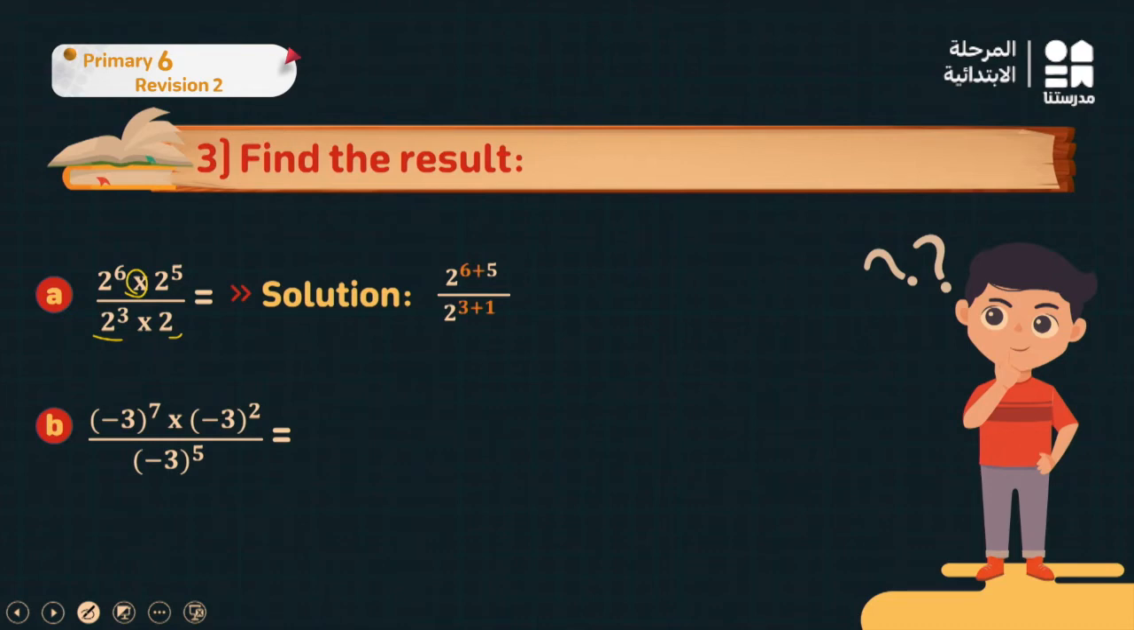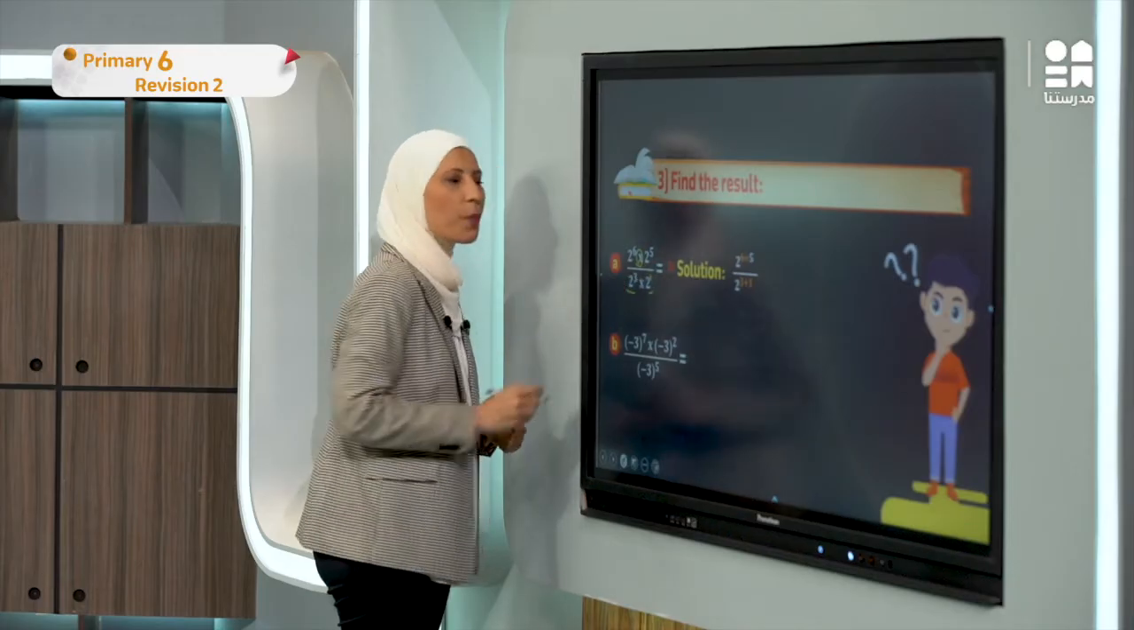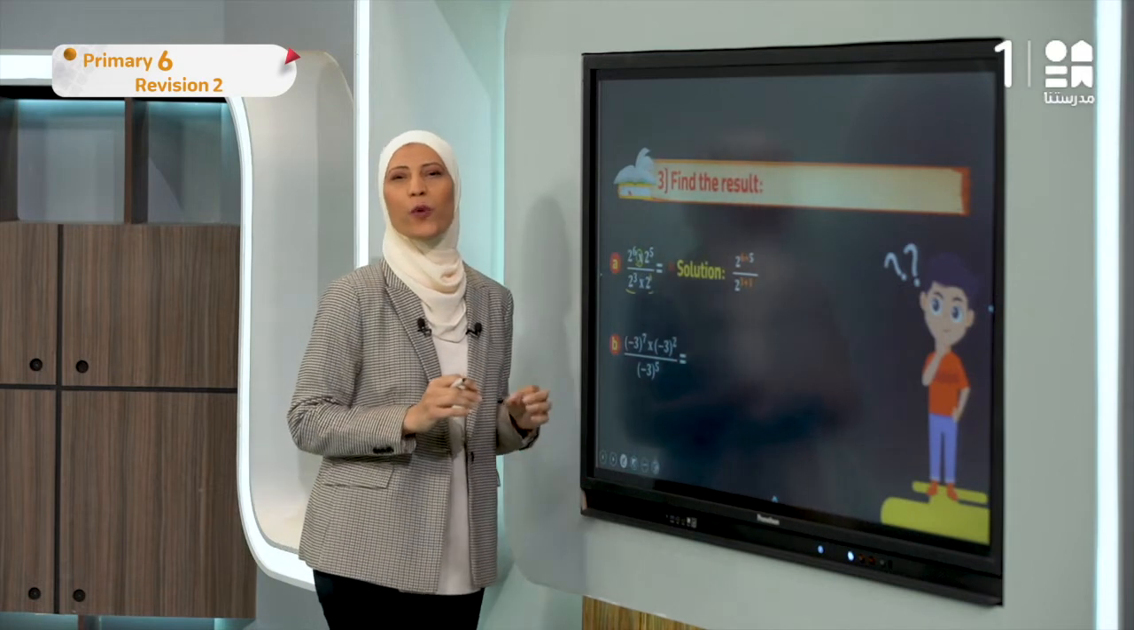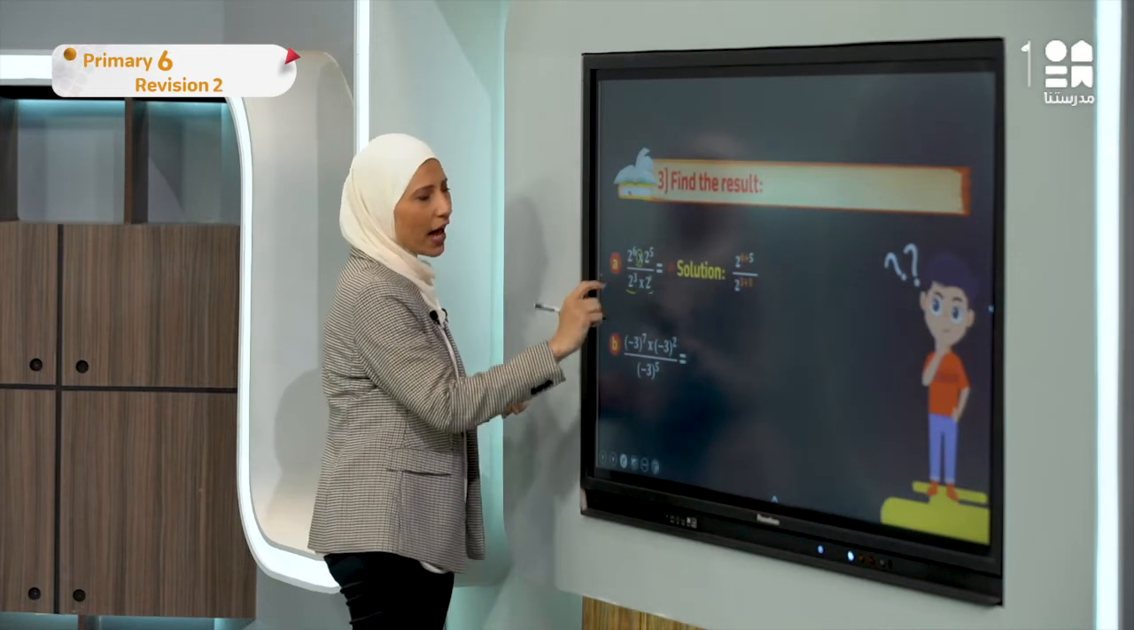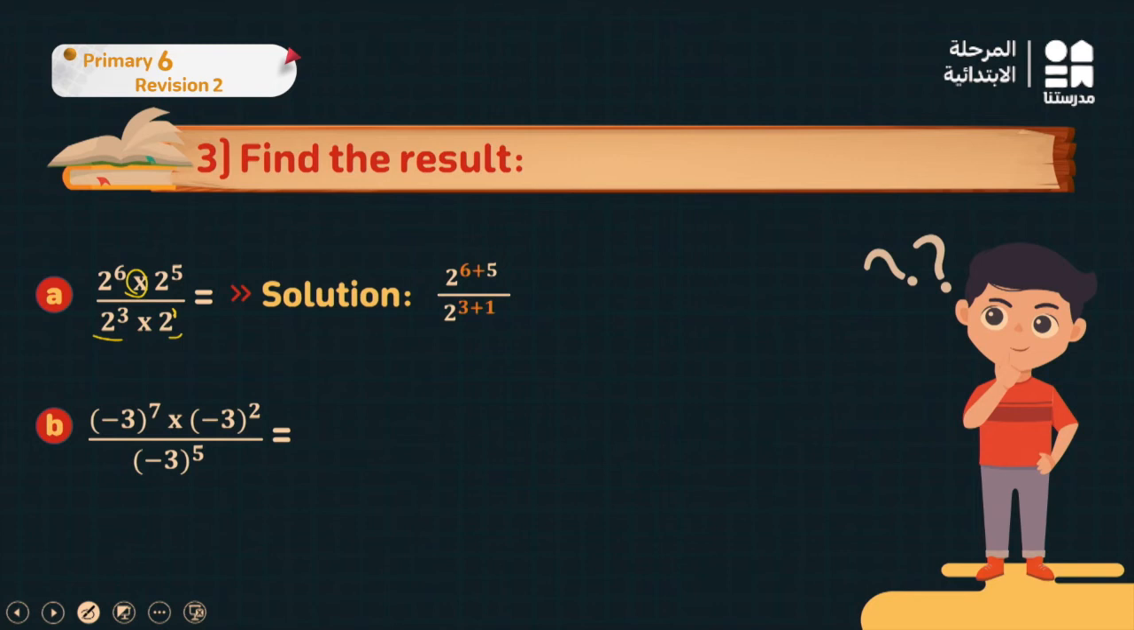And don't forget, here it is supposed to have a power of 1. I would prefer that when you see a number not having a power, just write 1 so you don't forget this one. Okay? So like that. As soon as I saw it, I put the 1 so we don't forget that here there is a supposed 1 I have to add. So I will make 6 plus 5 equal 11, 3 plus 1 equal 4.